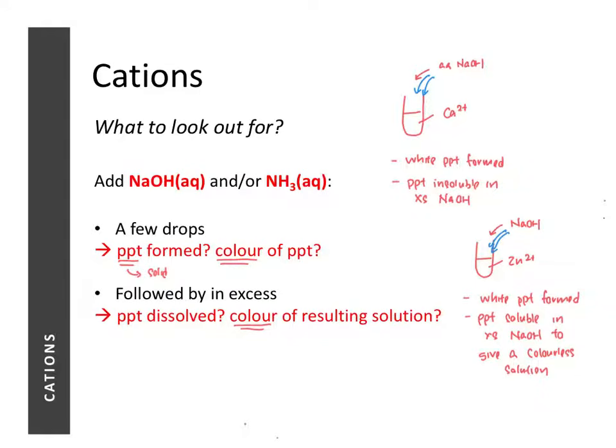In the syllabus, we are supposed to remember the outcomes for 8 cations, and the 8 cations are these. You have calcium, aluminium, zinc, lead, copper, iron 2, iron 3, and then we have ammonium. These are the 8 cations where we need to know the outcomes when we add sodium hydroxide dropwise followed by in excess, and when we add aqueous ammonia dropwise followed by in excess.